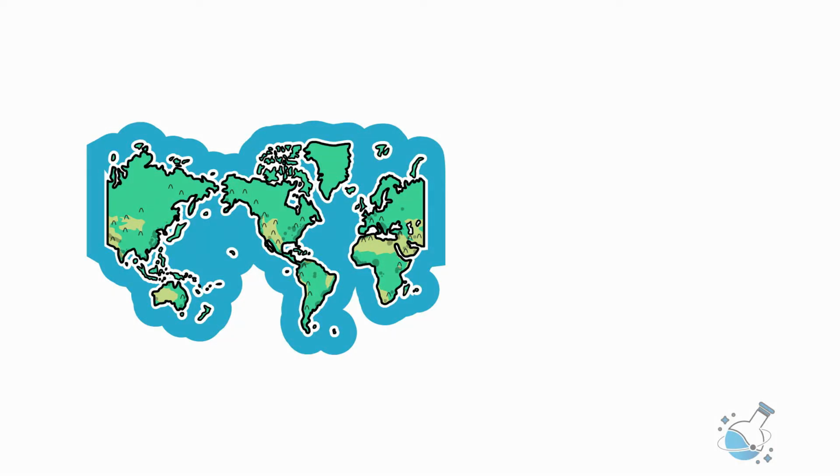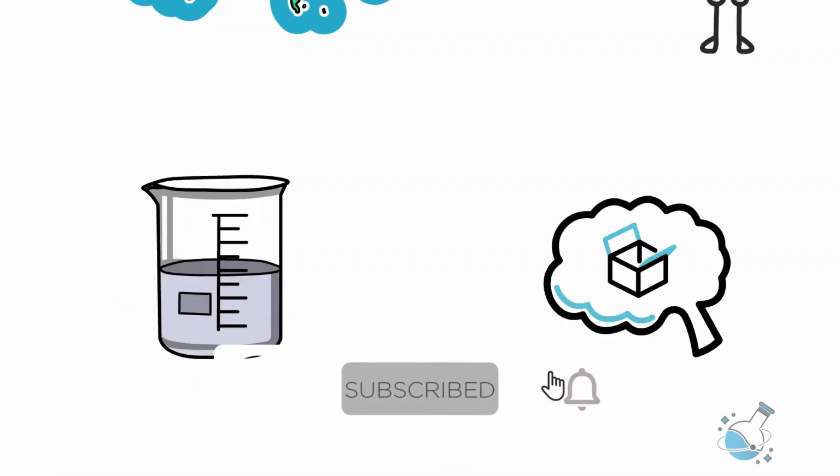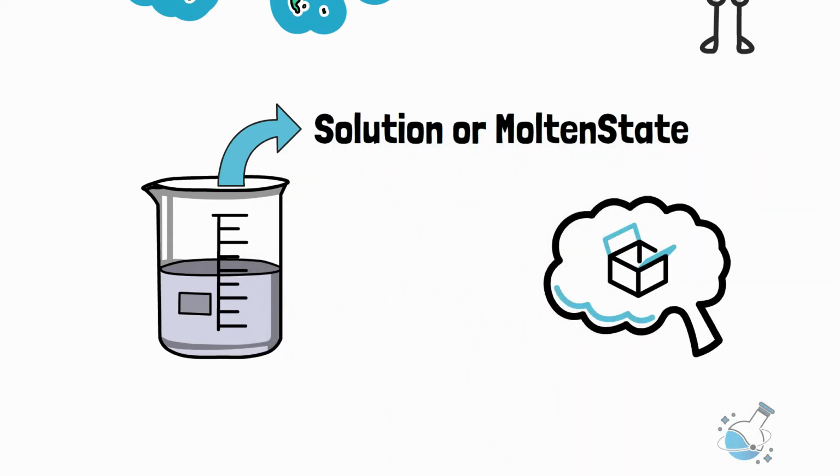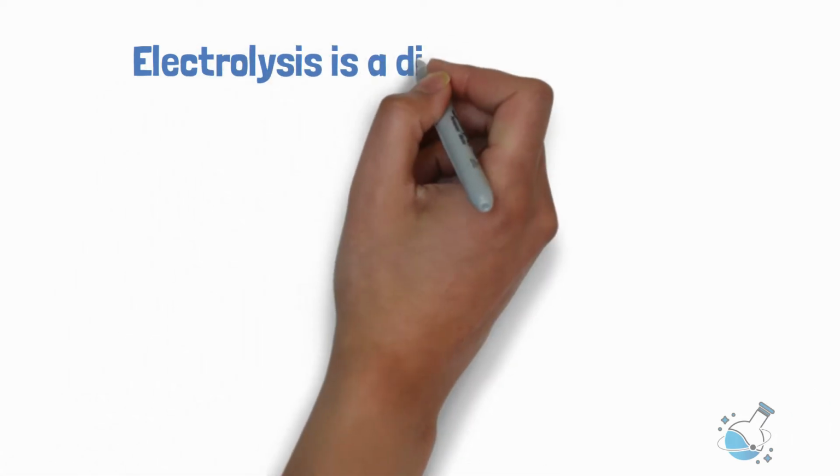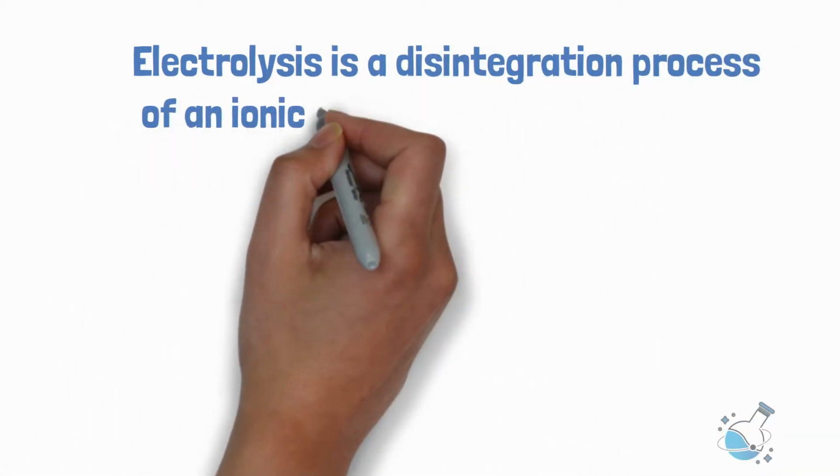Electrolysis is capable of disintegrating the world into fine particles, only if you can submerge the world in a beaker of solvent. So, remember the first point. To electrolyze any substance, it has to be in a solution or molten state, so that it can conduct electricity. Insulators do not participate in electrolysis.